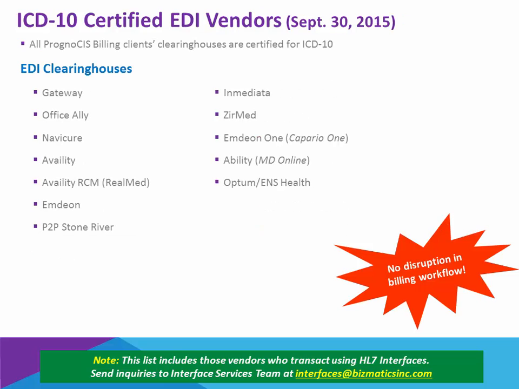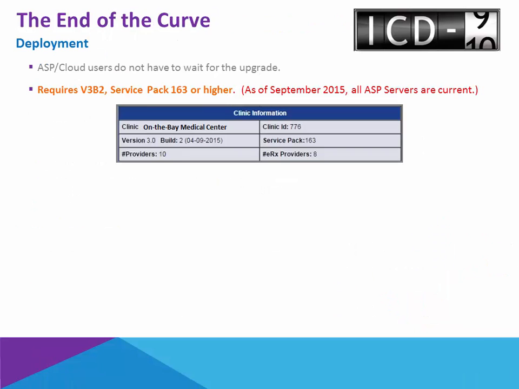Now, for EDI clearinghouses, the good news here is that for every client we have who is using our billing system live, all of these vendors are fully certified. So again, no disruption in billing workflow come October 1. Now, some of you may have been getting letters from the clearinghouse telling you you need to submit test claims. You do not. We have done the testing for you.